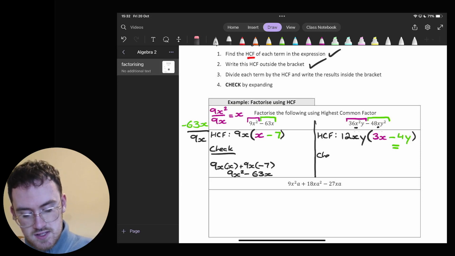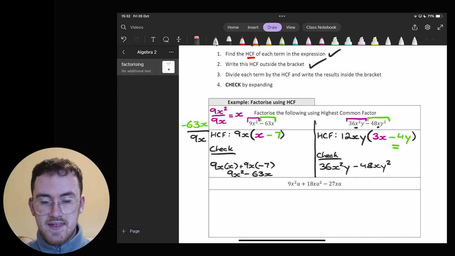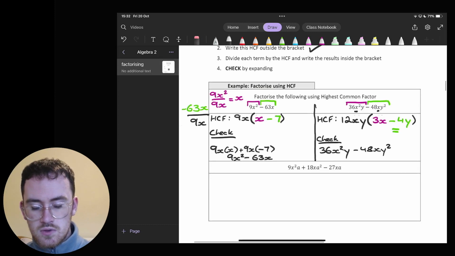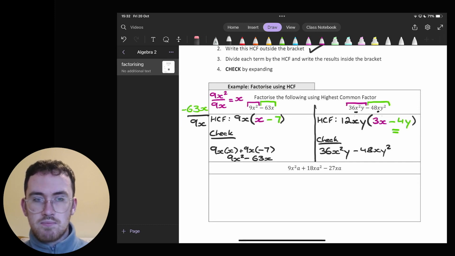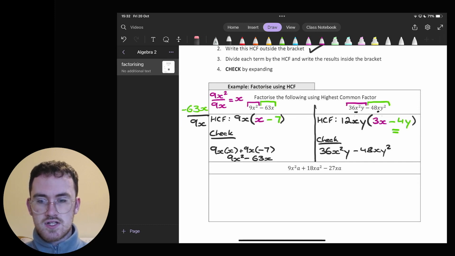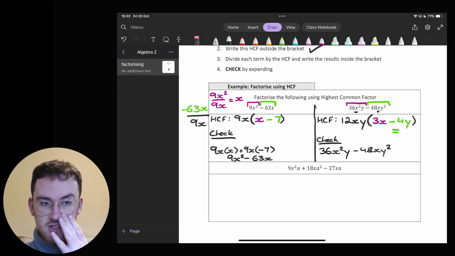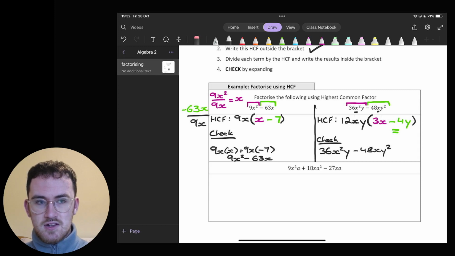Then to check our answer to make sure that we're right, we can multiply out, we get 36x squared y minus 48xy squared, as expected again there. So we're following our steps the whole way down here: divide each term by our highest common factor, writing our results inside our bracket. It's just following these steps the whole time, and making sure you're content that, for example there, the biggest value of x that would go in would just be x to the power of 1.